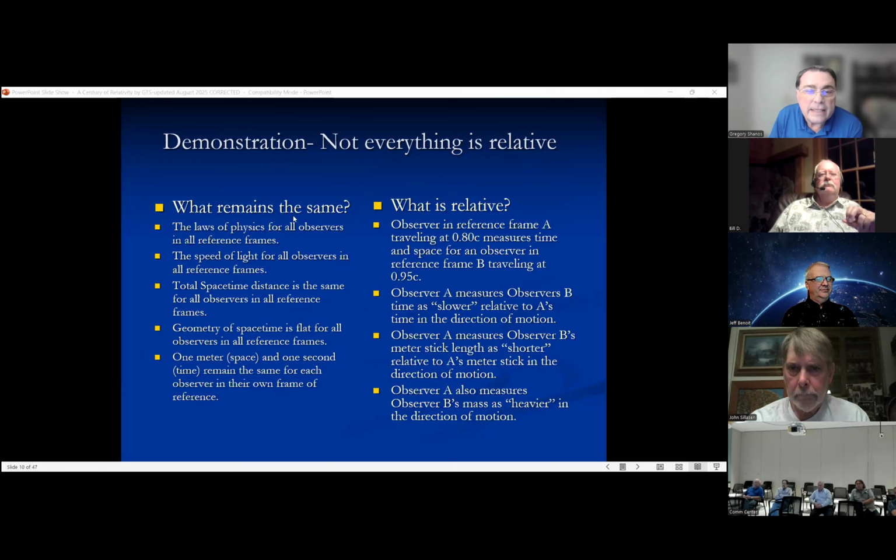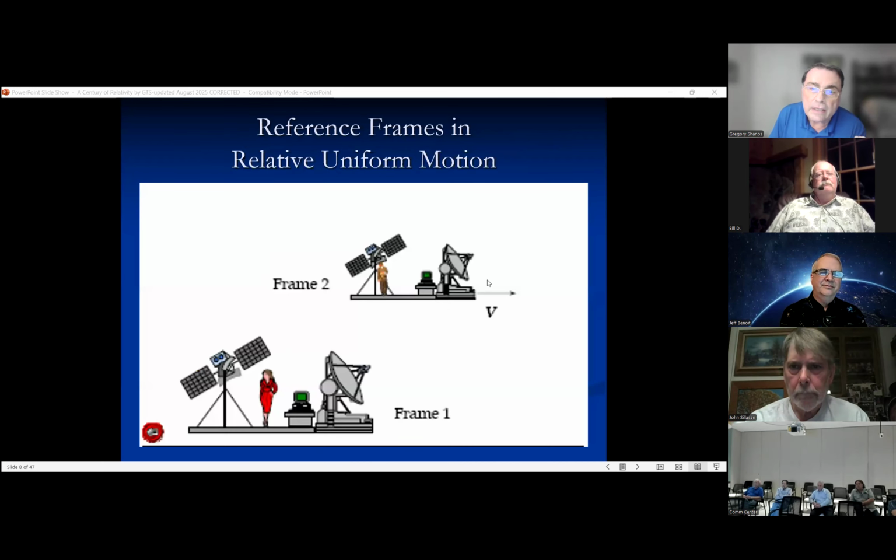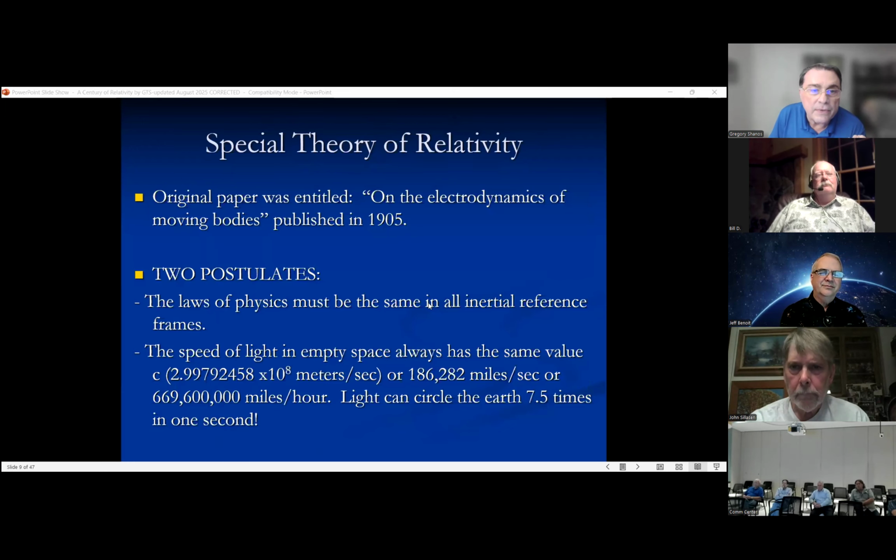So two things here. Not everything in relativity is relative. Okay, not everything changes. So let's look at what remains the same and what changes. So what remains the same? The laws of physics for all observers in all reference frames. Okay, so we said that here. Okay, so the laws of physics are the same for these guys.